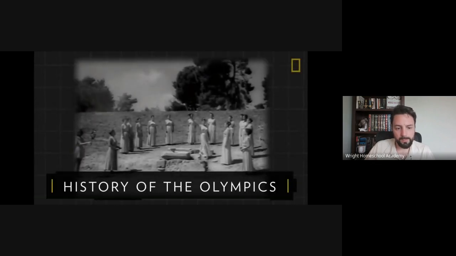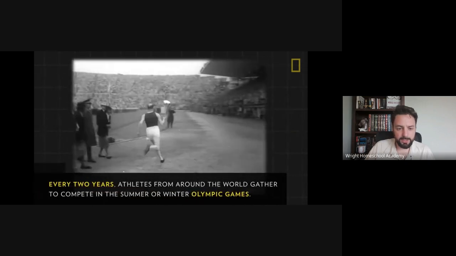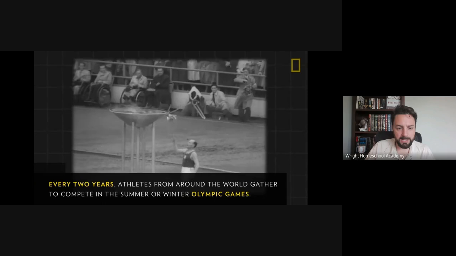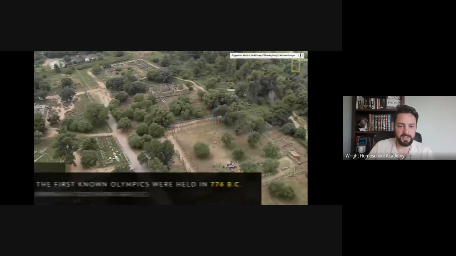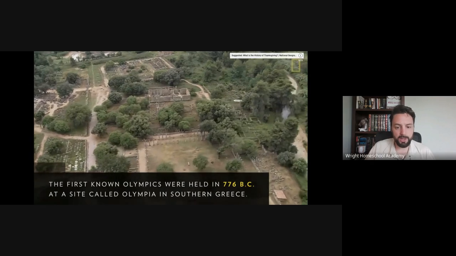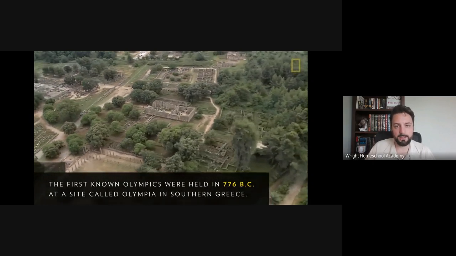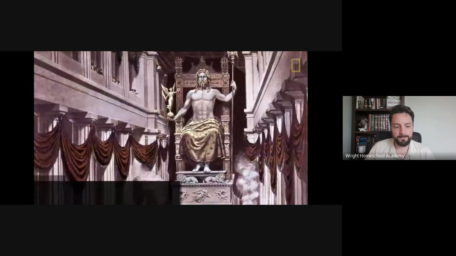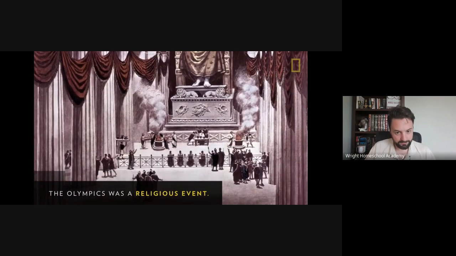The Olympic torch burns once more with the pomp of the ages. So every 2 years, athletes from around the world gather to compete in the summer or winter Olympic Games. That's today, right? Perhaps you've seen them on TV. First known Olympics were held in 776 BC in a site called Olympia in southern Greece, which we saw on the map. The Olympics was a religious event, highly religious.